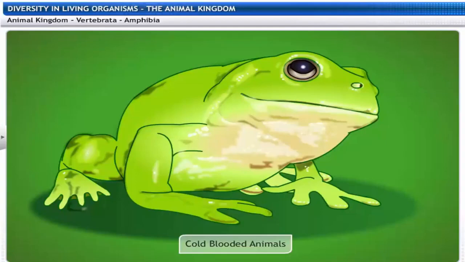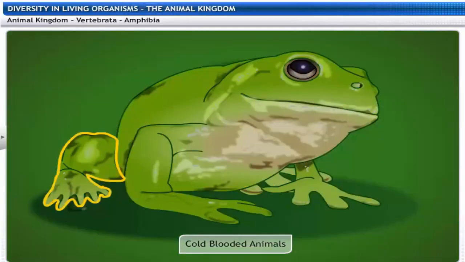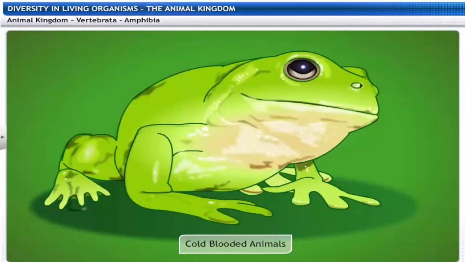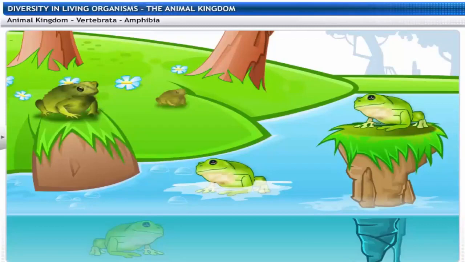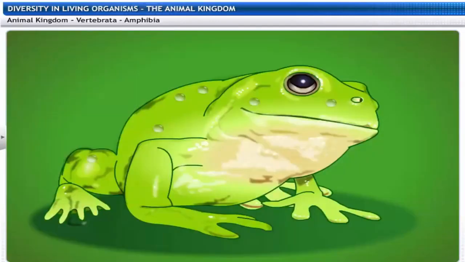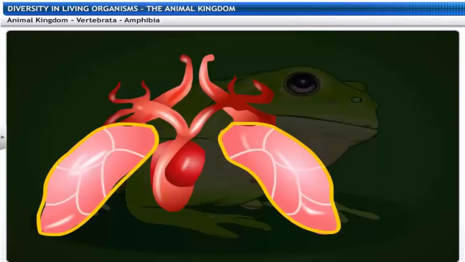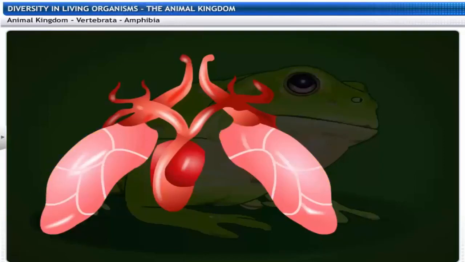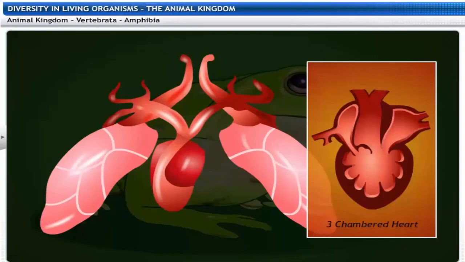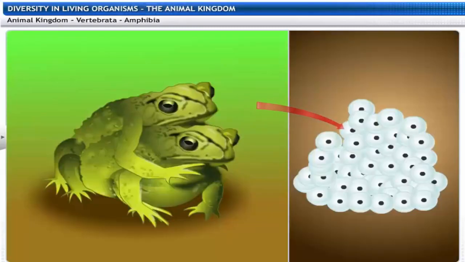They are the first in the phylum Vertebrates to have 4 limbs, each with 5 digits. Hence they are called tetrapods. Amphibians are seen both on land and in the water. All amphibians have mucus glands on their skin, and they do not have scales. Amphibians breathe through gills or lungs, and their hearts are 3-chambered. Amphibians reproduce by laying eggs.